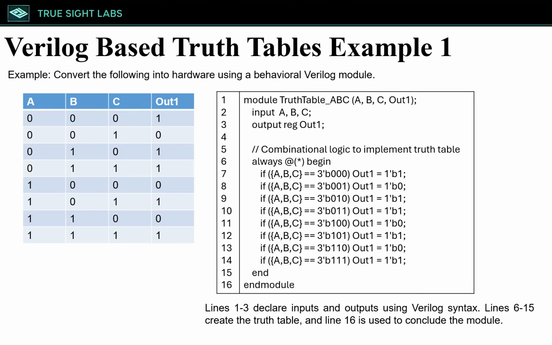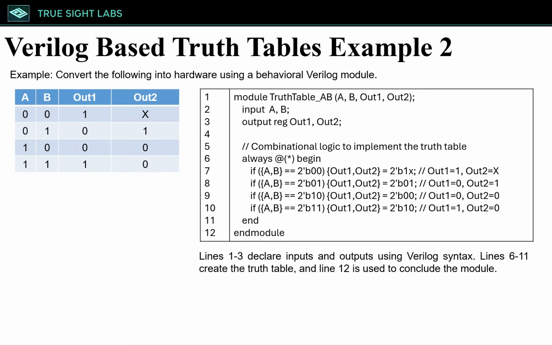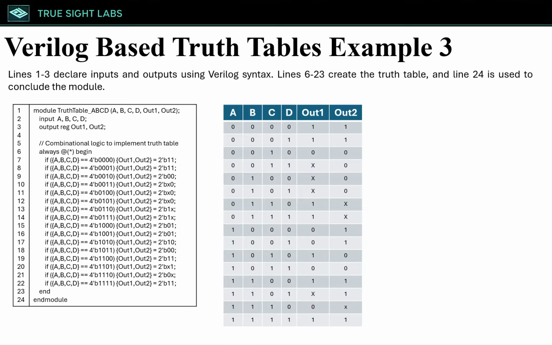This example shows how a truth table can be implemented directly in Verilog. By using a combinational always block, we can implement the truth table without needing to manually solve for equations. This here shows another example of how a different truth table can be implemented in Verilog. The great thing about this approach is that the methodology never changes, regardless of the truth table.